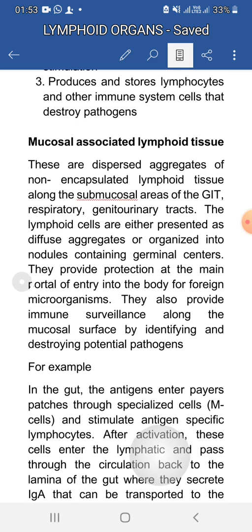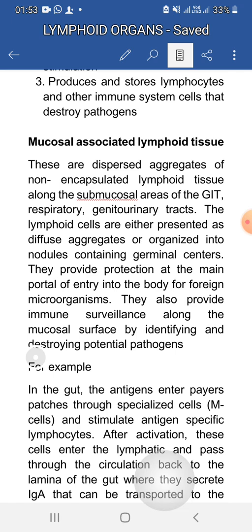So they provide protection at the main entry points into the body: the nostril, respiratory tract, digestive tract, and urinary tract. These are regions where things can enter the body. They also carry out surveillance. That means they walk around like police or security, and if there's danger, they get the antigen and clear it.